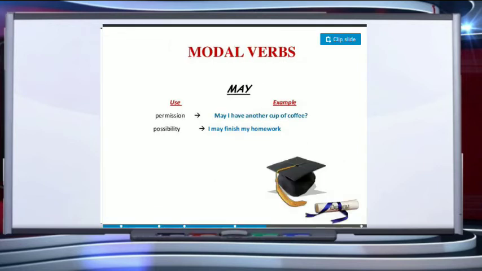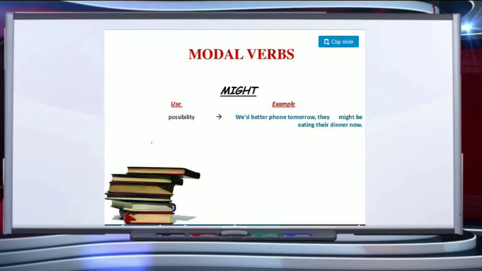Then the modal verb may. May is used to seek permission or to show a possibility. May I have another cup of tea? I may finish my homework. Okay, so may is a kinder, politer, more formal way of seeking permission, and it shows possibility of an action. Next, might. Might is a weaker possibility of something. We'd better phone tomorrow. They might be eating their dinner now. So, might is also used to show the possibility of some action.